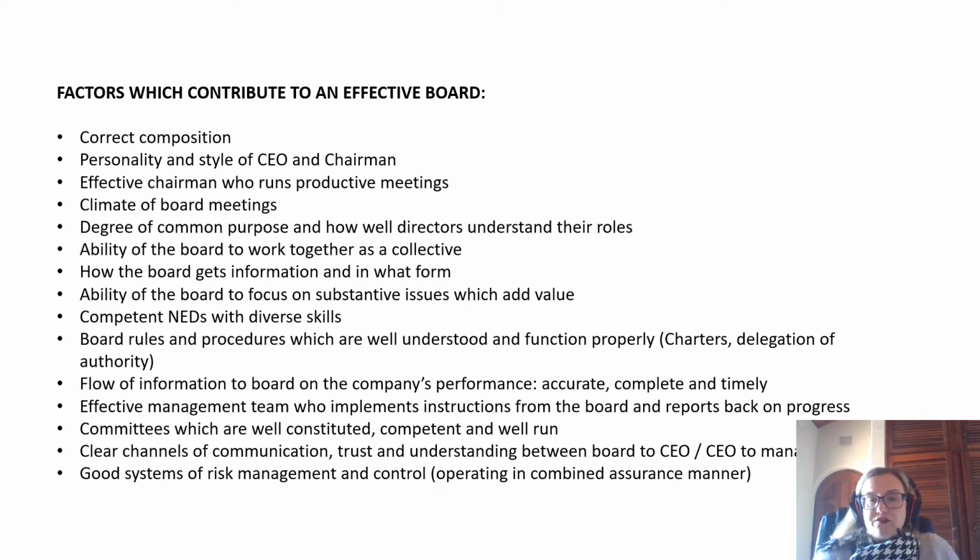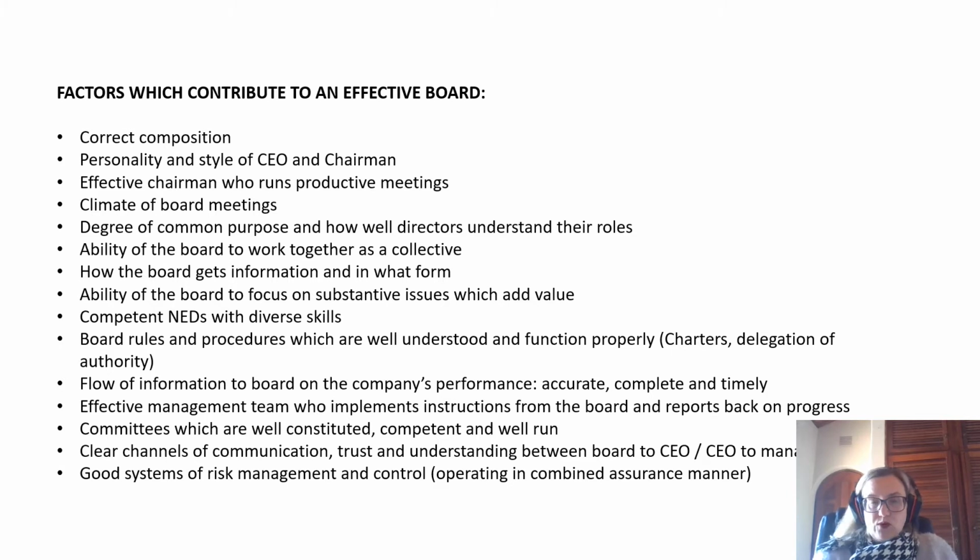The information which flows to the board from the company up to the board must be accurate, it must be complete, and it must be timely. We will spend a bit of time talking about that. An effective management team must be in place to implement the instructions from the board. So once the board has delegated authority to deliver a certain task, they must deliver it to an effective management team who actually can perform that function. And then they have an obligation to report back to the board on the progress that they've made.